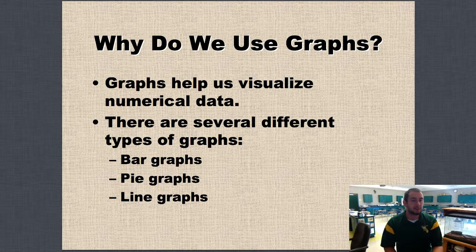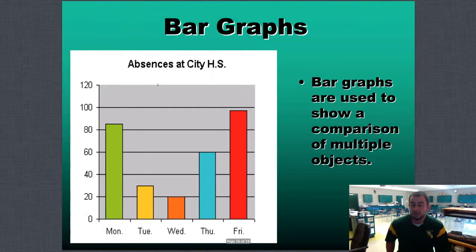So there are several different types of graphs that we'll use in this class that you'll be able to use and also see and know how to read. These three are the bar graph, the pie graph, and the line graph. Let's take a look at an example of each. This is our first graph, a bar graph. Bar graphs are used to show comparisons of multiple objects.